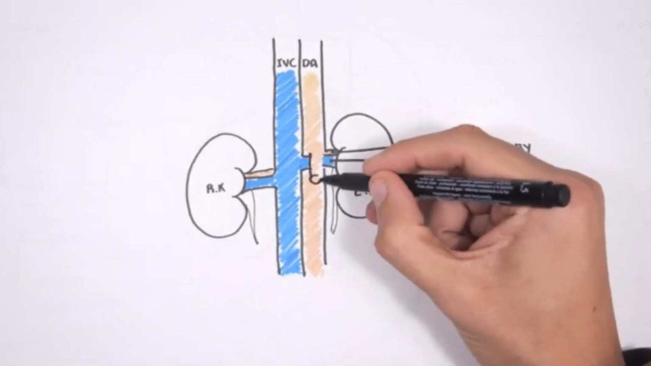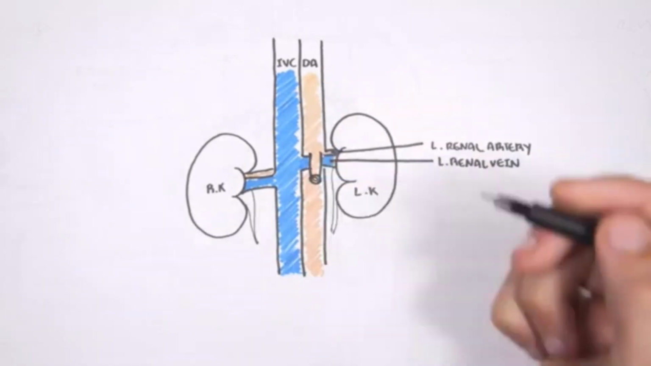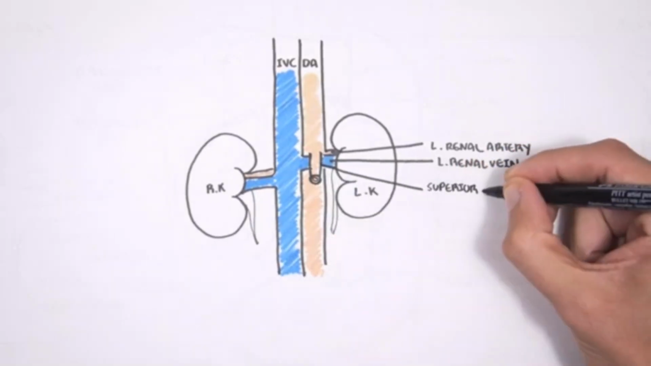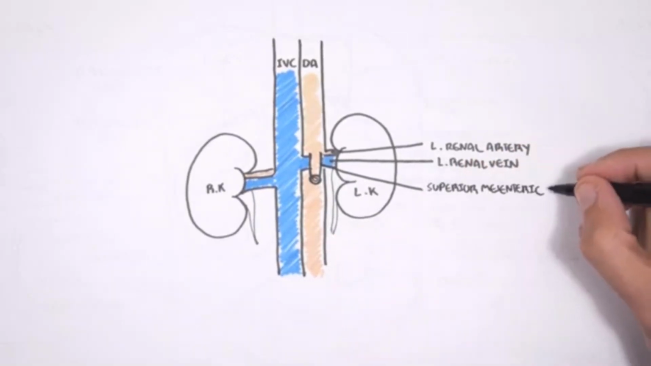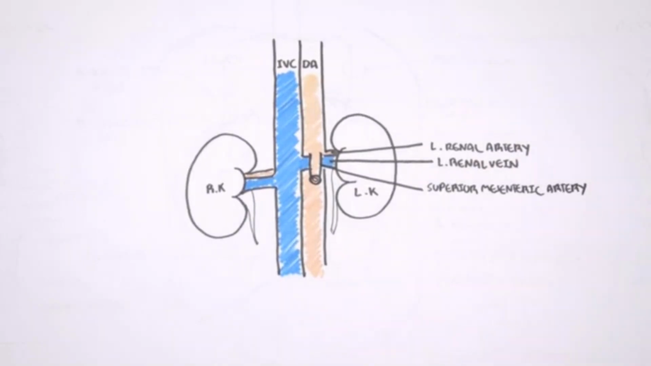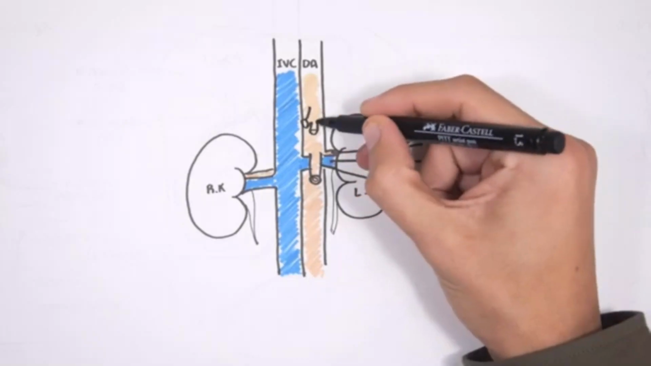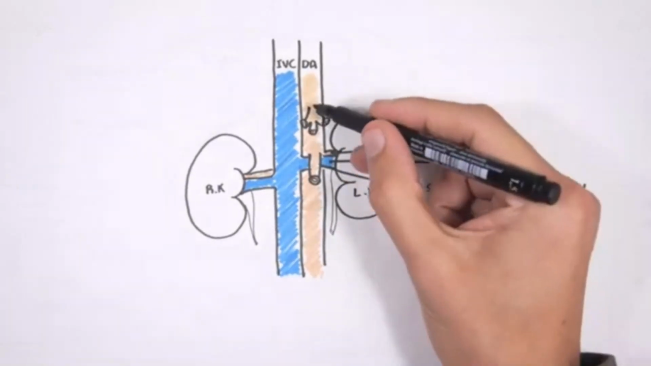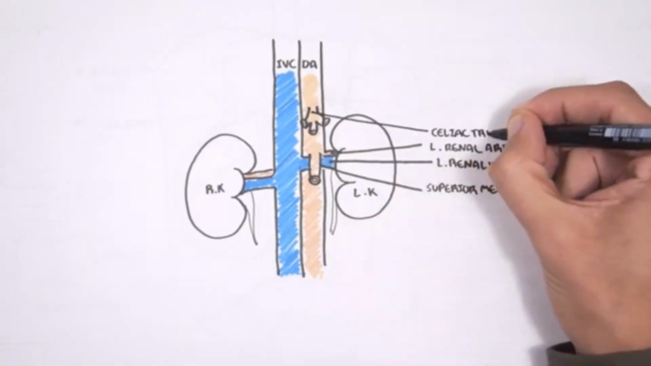The superior mesenteric artery branches at around the same level as the renal arteries, at the L1 to L2 vertebral level. And the superior mesenteric artery goes actually over the left renal vein. Above the superior mesenteric artery, you have the celiac trunk, which branches at about the T12 vertebral level.